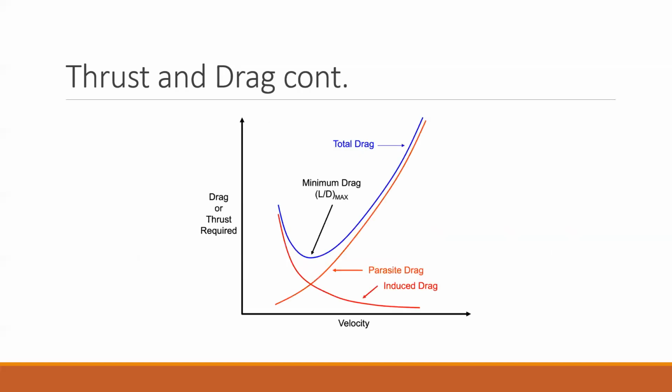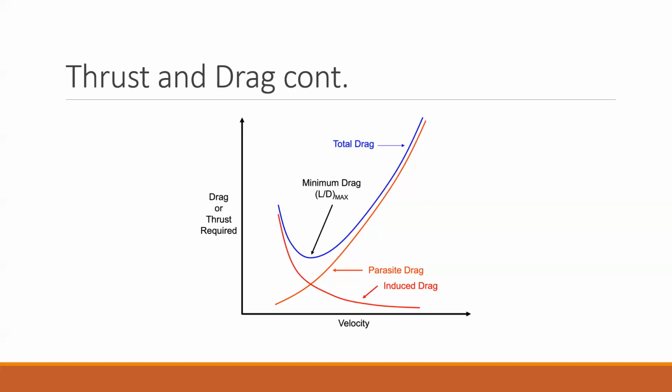So here's a graph of the parasite drag and induced drag that we were just talking about. And this is the total drag curve. If you add them up and draw a line between them, that's what you get. And these two lines, where they're at their lowest point here on the graph, this little dip in the blue, or the intersection of parasite and induced drag, this is what we call L over D max. And L over D max is the point at which the aircraft is creating the least amount of drag.